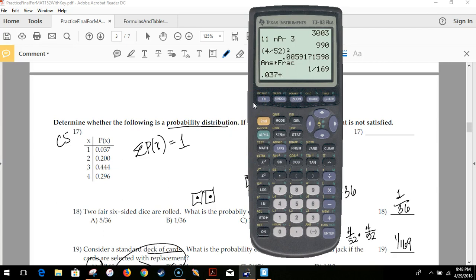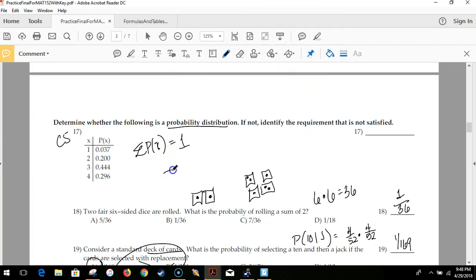If I add all these up, I do not get a 1. So since this does not equal a 1, right? 0.977? Yep, it is not a 1. This is not a probability distribution. It's just some random frequency table that we have. And that is the requirement that's not satisfied. That is the only requirement that a probability distribution has. So you're either 1 or you're not.